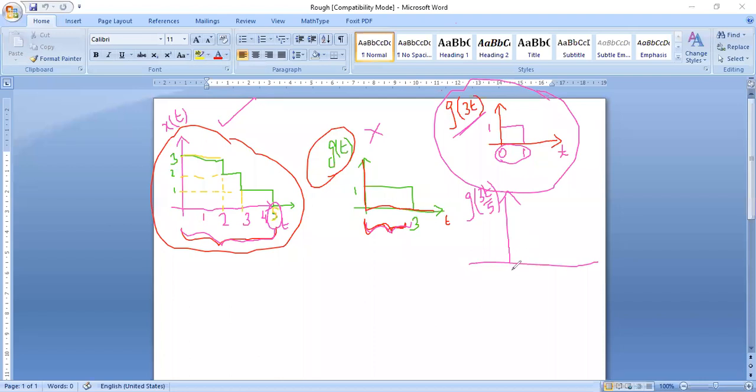So you know how the diagram will be. Tell me, what is the time in this diagram? It will be up to 5. Very good. It will be up to 5, but the amplitude remains same. Okay.